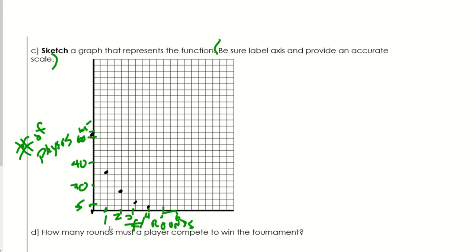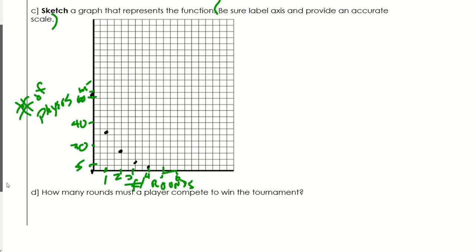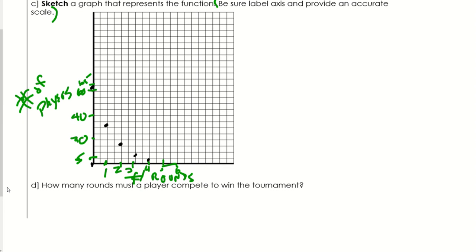And now to figure out how many rounds it would take for a player to win the tournament. I could have done it a couple ways. I could have continued my graph. So I'm down to 1 player. After 5 rounds, I have 2. After 6 rounds, I have 1 player left. So 6. Let's undo that. So 6 rounds total.